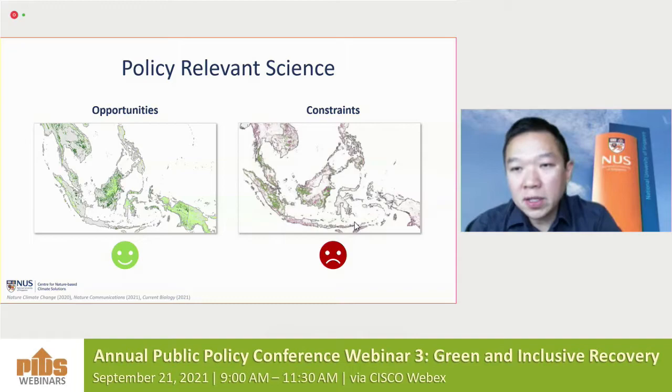Given that Southeast Asia, Singapore, and many of our neighboring countries, including the Philippines, have such an intimate knowledge of the socioeconomic, cultural, and geopolitical context of our region, it makes good sense for us collectively to invest in producing the policy-relevant science and to serve as a collective knowledge hub for climate solutions for our region.